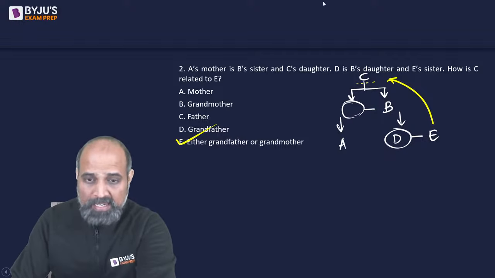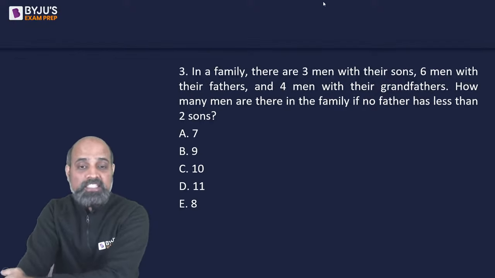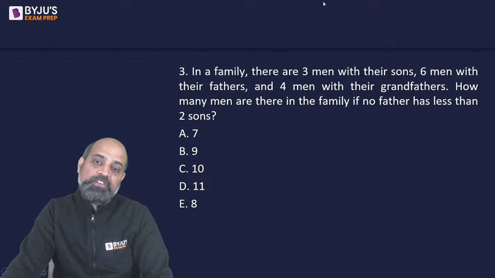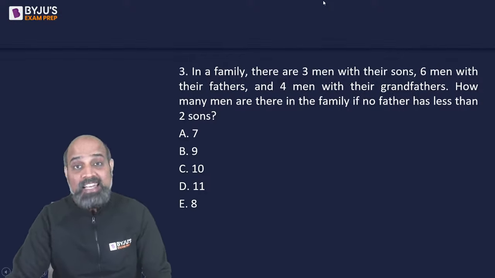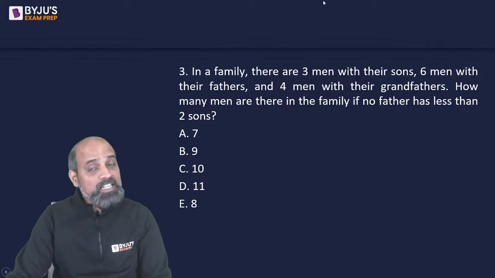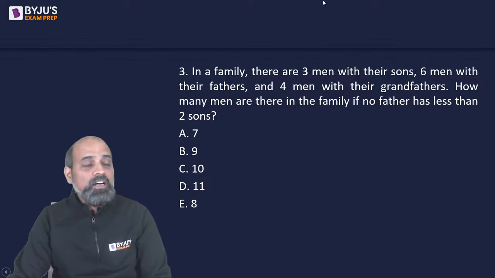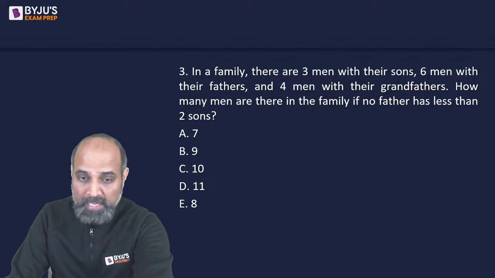Okay. Let's try the next one. In a family, there are three men with their sons, six men and their fathers, and four men with their grandfathers. How many men are there in the family if no father has less than two sons? No father has less than two sons means it's two or more than that. ठीक है, किसी को भी एक बेटा या जीरो बेटा नहीं है.